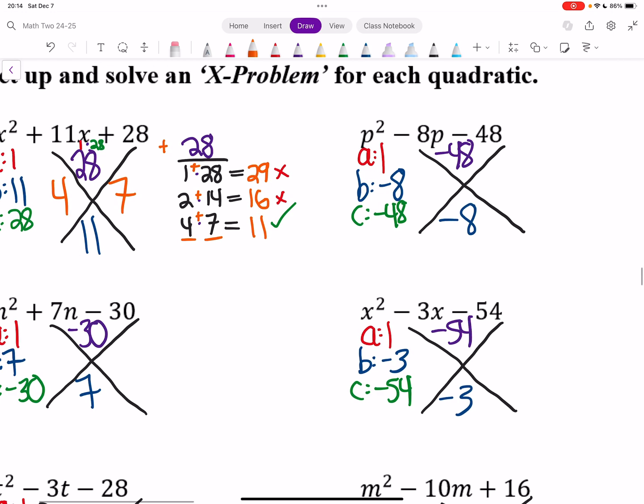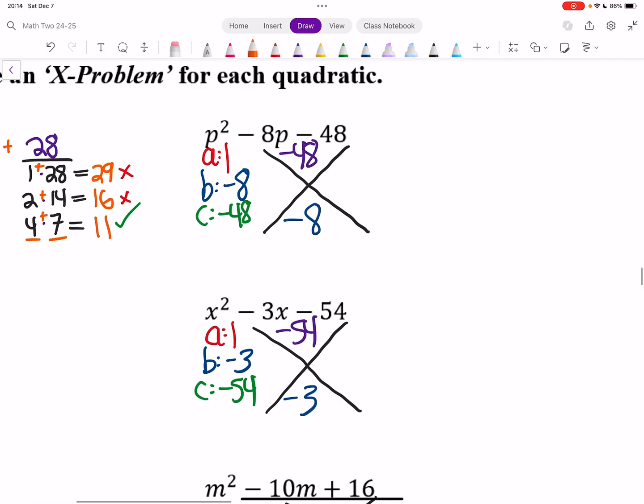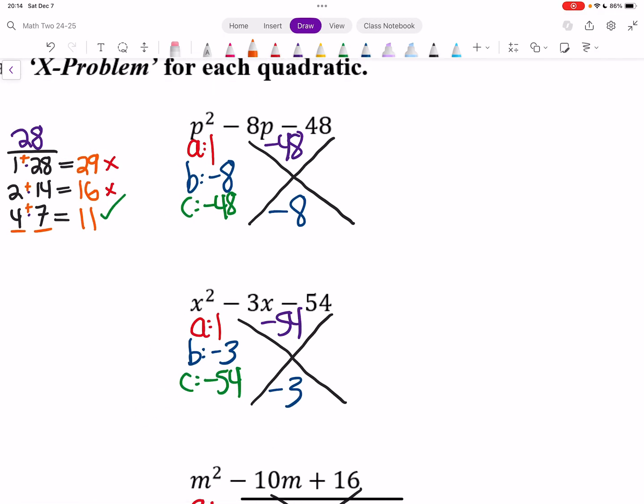Let's take a look at this problem with P. I've already identified that A is 1, B is negative 8, and C is negative 48. I've written A multiplied by C in the top of the x problem, and I've written B in the bottom of the x problem. Next, we list all the possible factors of the top number, which is 48. I'm going to ignore the negative when I list the factor pairs, but then consider the negative when I'm trying to determine the signs of P and Q.